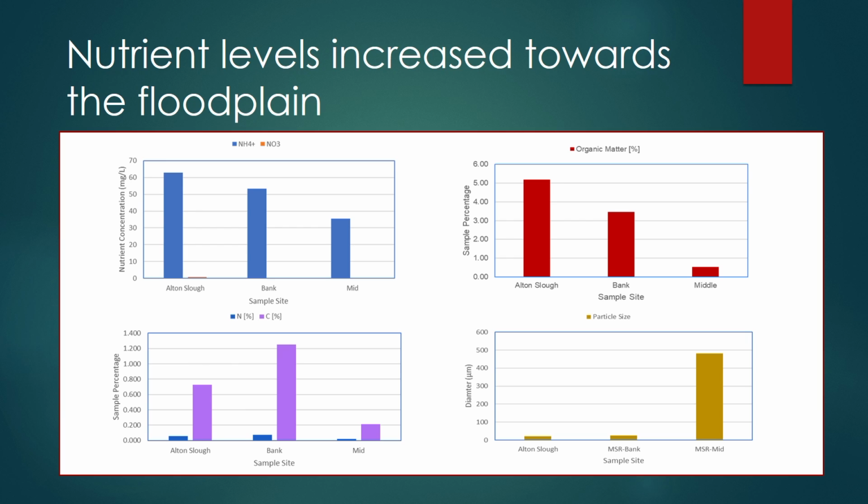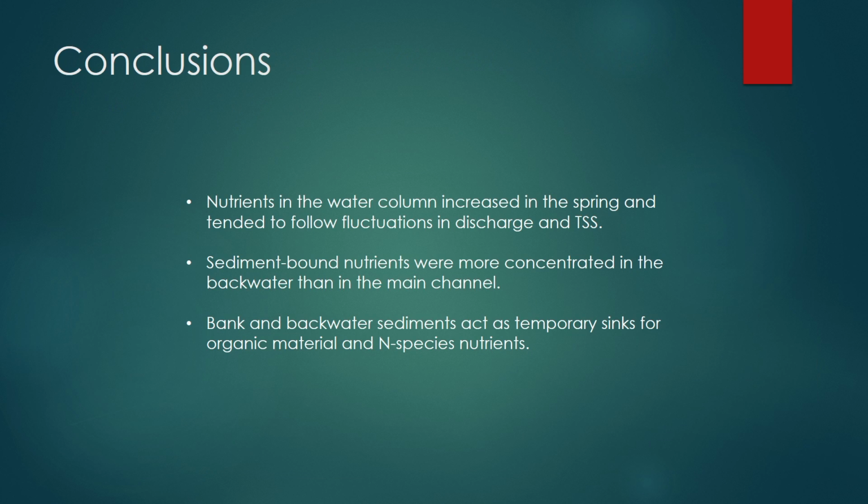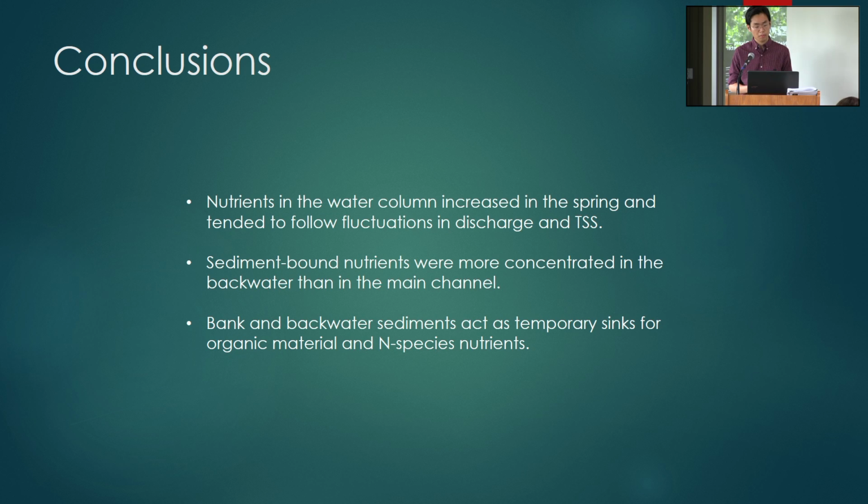And so basically our results here indicate the possibility of nitrogen species binding within the bank and backwater sediments. And to conclude, nutrients in the water column were high in the spring and tended to follow fluctuations in discharge and TSS. The sediment-bound nutrients were more concentrated in backwater than in the main channel, and would indicate that bank and backwater sediments could act as at least temporary sinks for organic material and nitrogen species nutrients, which could provide a means of mitigating nutrient loading downstream.